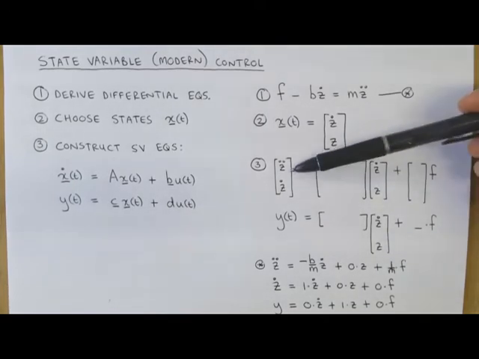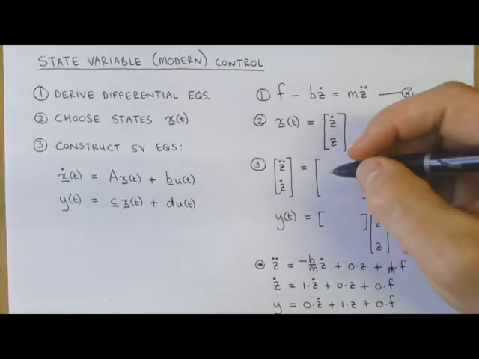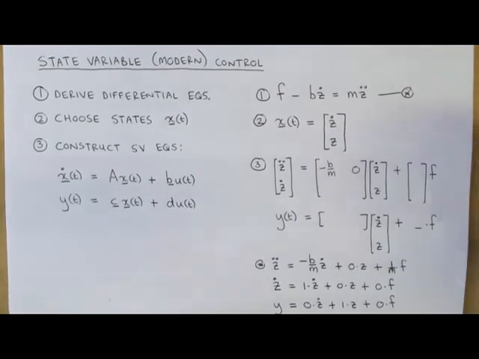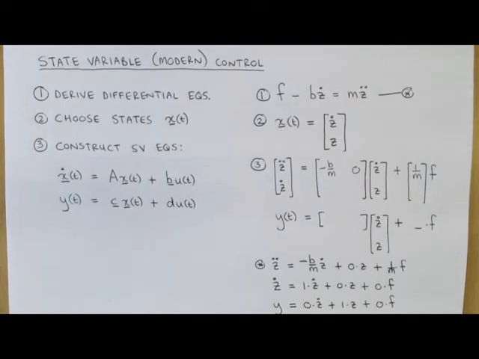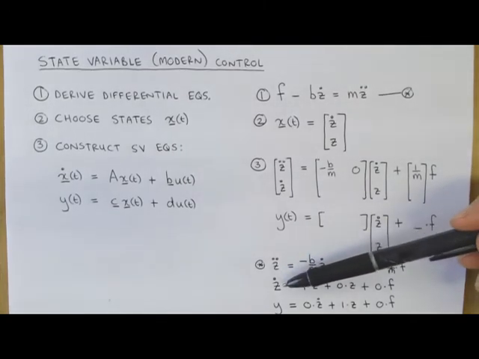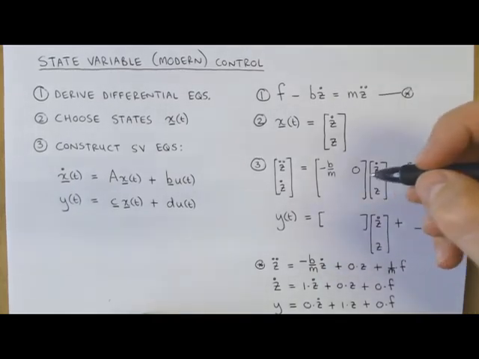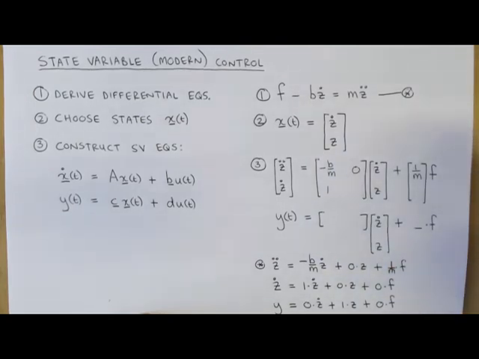To fill in the top row of the state equation, we manipulate the differential equation to get this equation, and we now fill in the elements. For the second row of the state equation, we write down the trivial equation z dot is equal to z dot and fill in the elements.